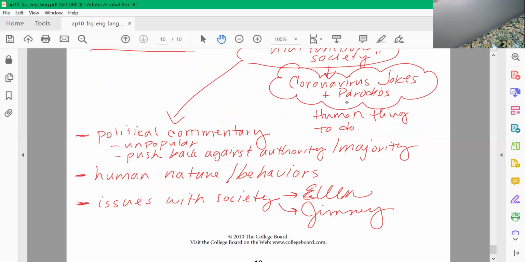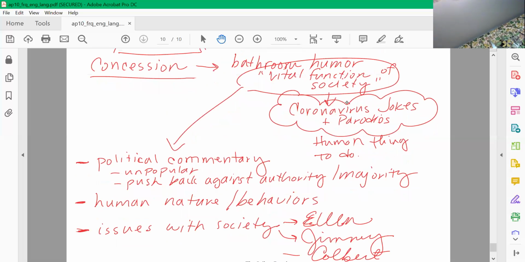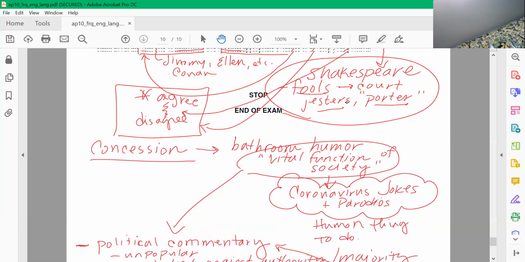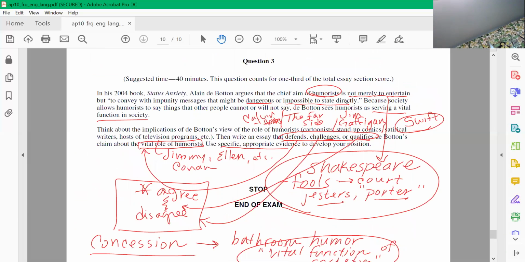If you think of Stephen Colbert, you know, he also does a lot of that. And I think Colbert especially does a lot of political commentary. Ellen does a little bit here. So already, just with late night TV hosts who have backgrounds in comedy and stand-up comedy, I've already found some examples. But remember, it also gave me some ideas up here where it brought up cartoonists, stand-up comics.